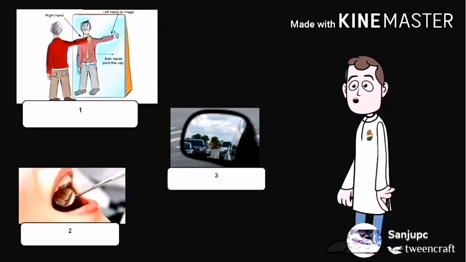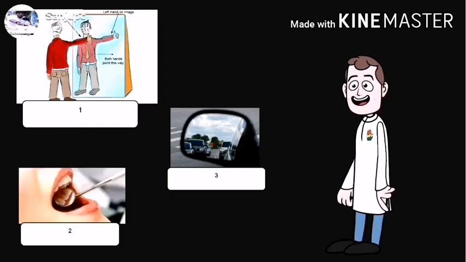The second diagram shows the use of a concave mirror. Concave mirrors are used by the dentist to see the teeth. The property of the concave mirror is that it shows the image enlarged so that the dentist can easily see the image.